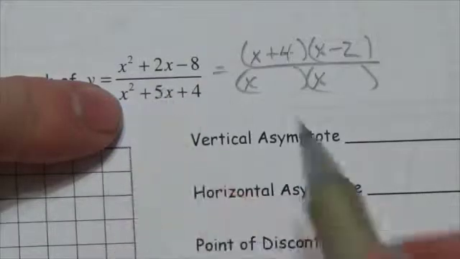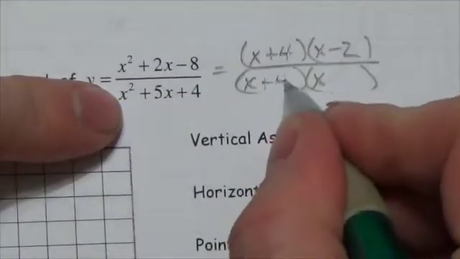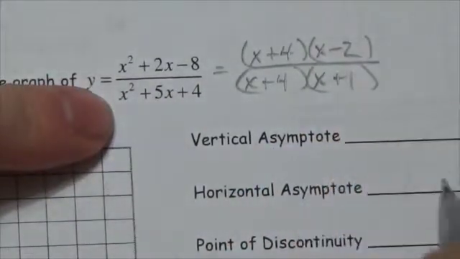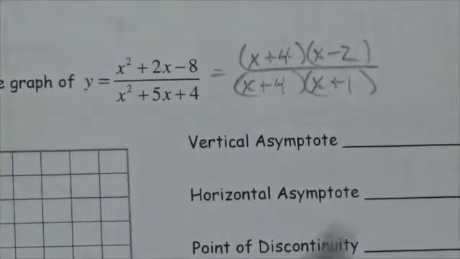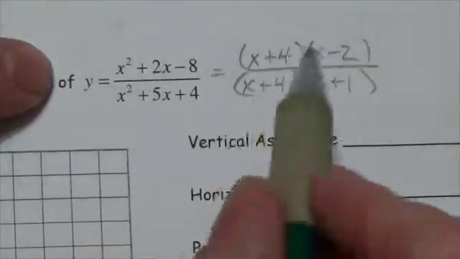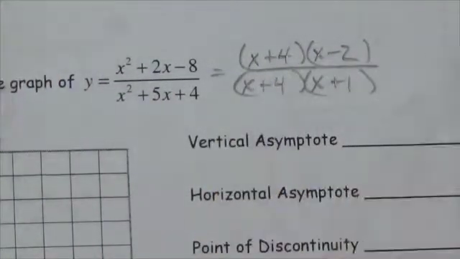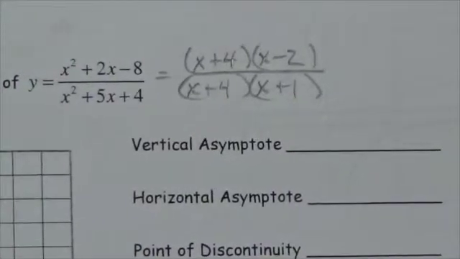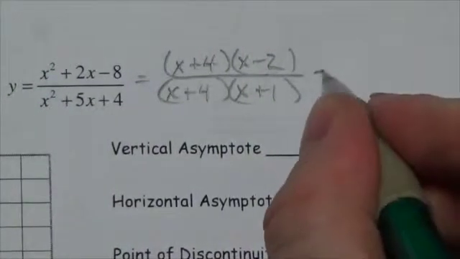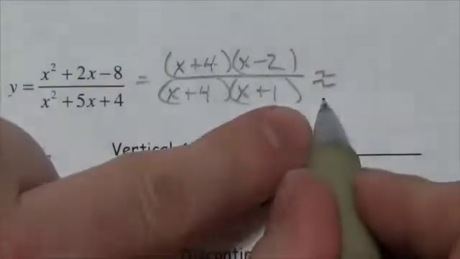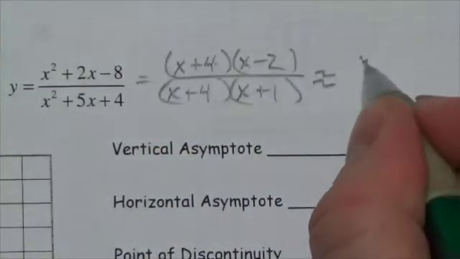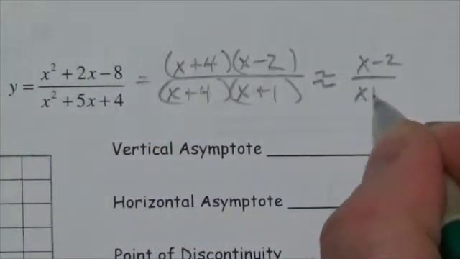Factors of 4 that add to 5, that's going to be plus 4 plus 1. Okay. So this expression right here is exactly equivalent to this because factoring doesn't change anything. Now, this is going to be equivalent to x minus 2 over x plus 1.